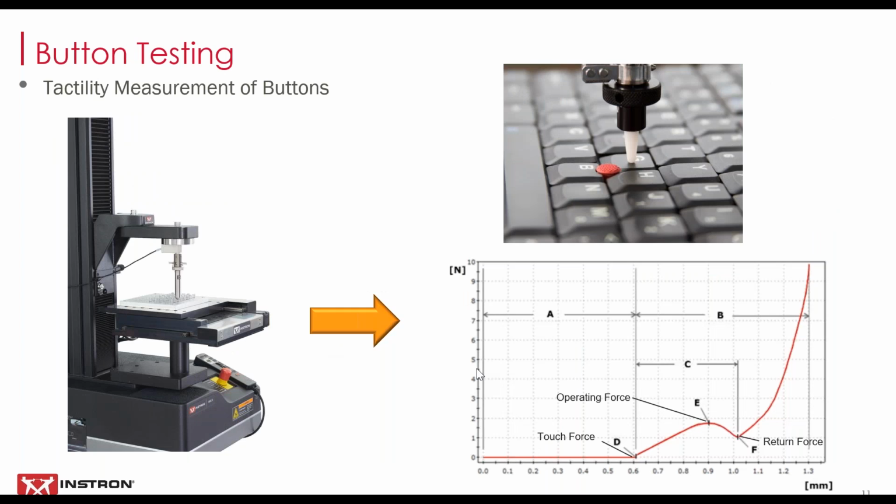Button testing on electronic devices has become a very popular application. So Instron incorporated a series of button calculations into the Bluehill Universal calculation library. This helps make testing and data analysis for these applications quicker. These include touch force and displacement, operating force and displacement, return force and displacement, and click ratio, among others.